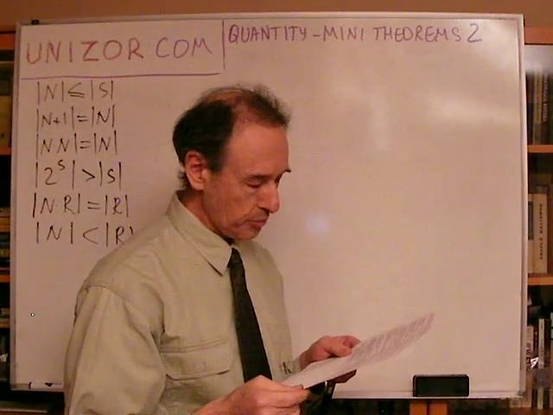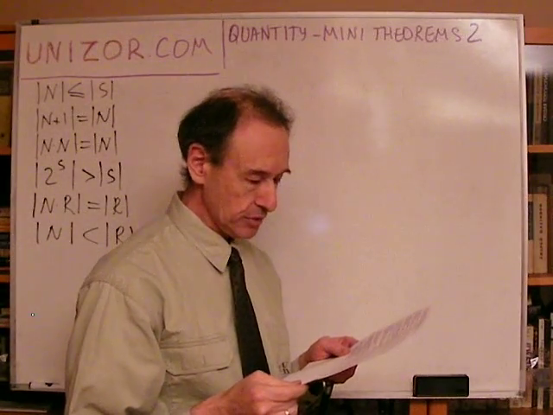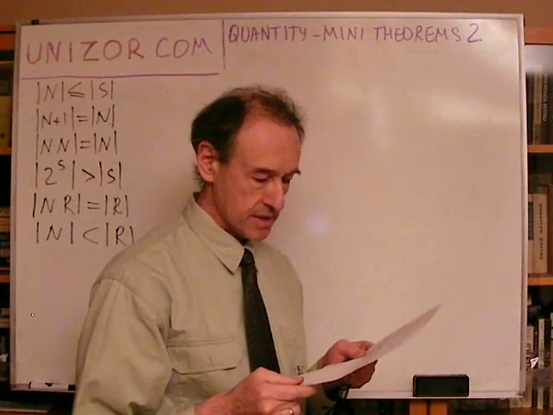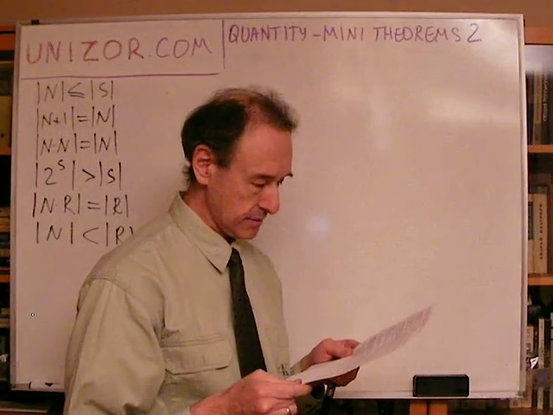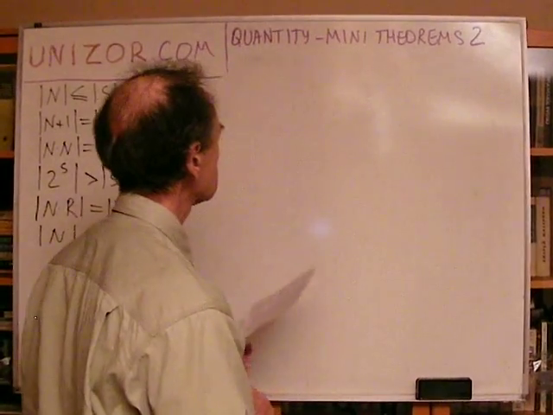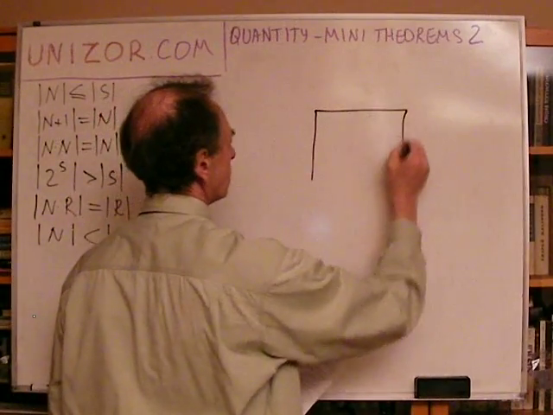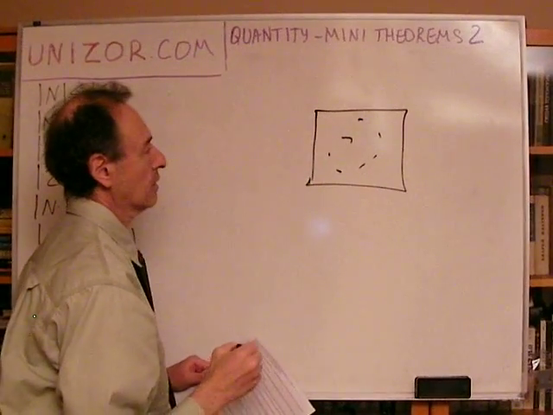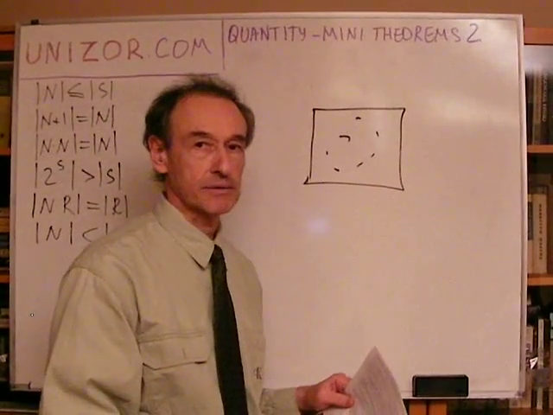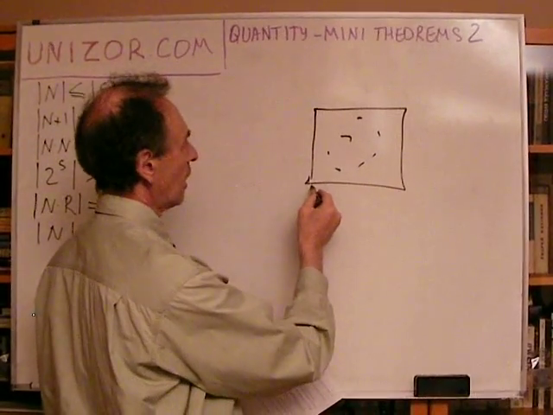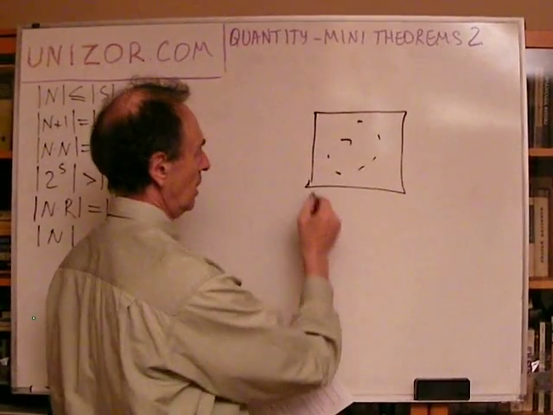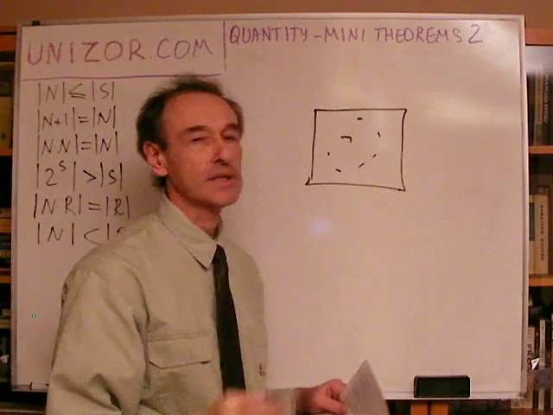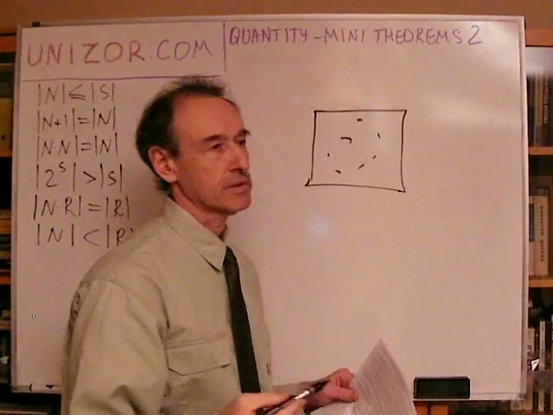The cardinality of the set of all points in a square of unit side length is equal to the cardinality of the set of all points on its side. So basically what it says is that if you have a square, then the number of points inside of the square is equivalent in cardinality to the points on the segment which is a side of this square. How can that be proven? Well, let's think about it this way.